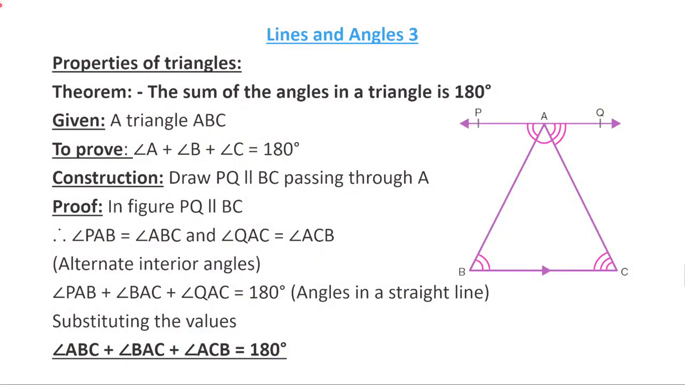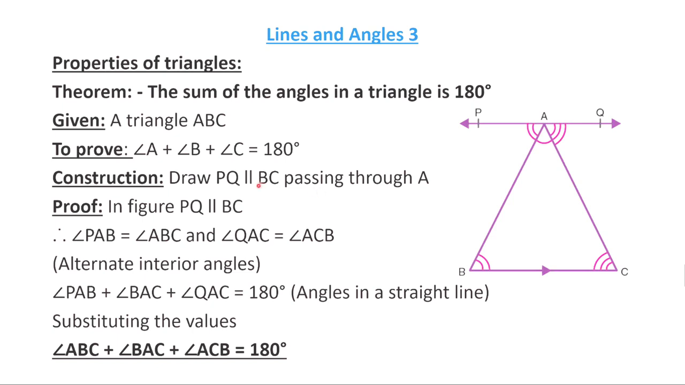So what are the properties of a triangle? This we have studied in 7th class. The same is given here as theorems, and we had to prove some theorems. So first is, the sum of three angles in a triangle is 180 degrees. Here we are given a triangle ABC, and we have to prove angle A plus B plus C equal to 180 degrees. For that, what did we have to do first?